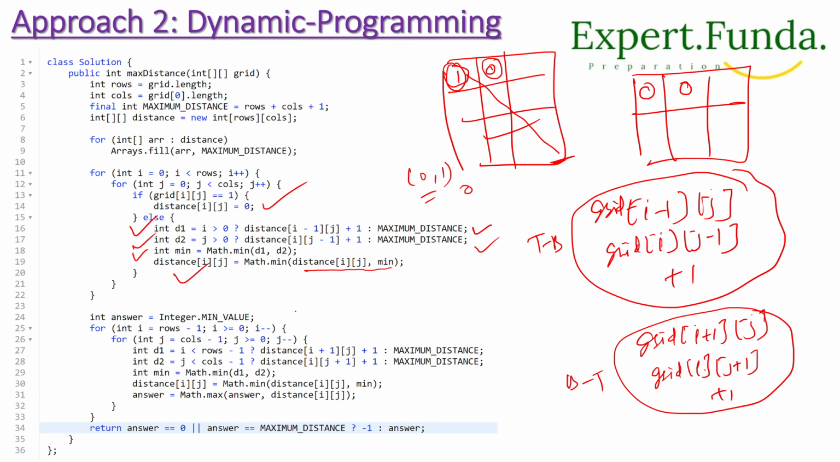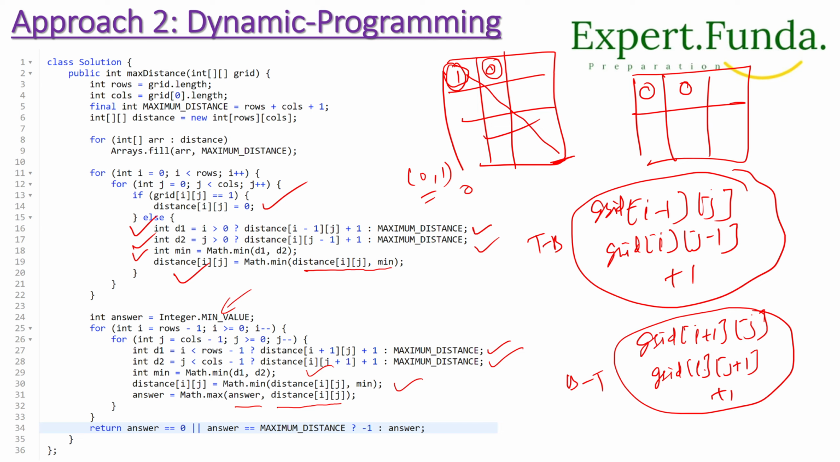Like this we will update our distance, and similarly we go from bottom to top, find the minimum, and take the minimum into the distance. For the answer, we take the maximum of the distance cell values, and that is returned as the answer. While returning the answer, if the value is 0 or the maximum distance, then we return -1, as this simply says that the matrix doesn't have any water or land cells.